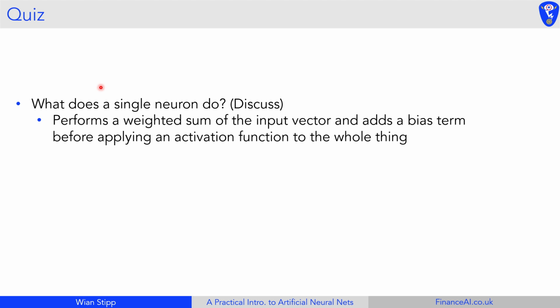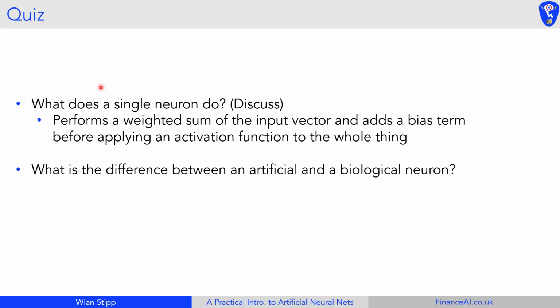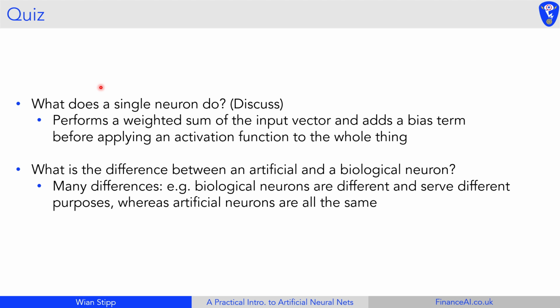So a single neuron just performs a weighted sum of the input vector, adds a bias, and then applies a nonlinear activation function. And the second question, what is the difference between an artificial and a biological neuron? Try to think of at least one distinct difference between the two. So there are many differences, but one, for example, is that biological neurons serve very different purposes, and there are many different types of biological neurons, each that serve different purposes, while artificial neurons are pretty much all the same. All right, thank you.